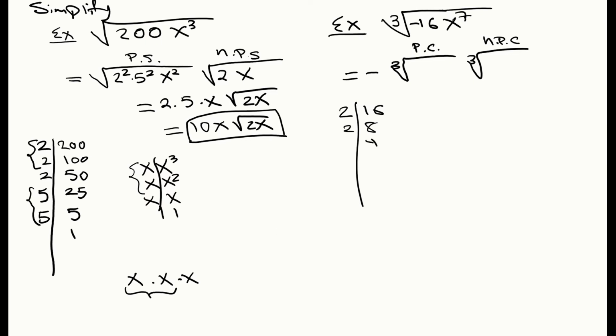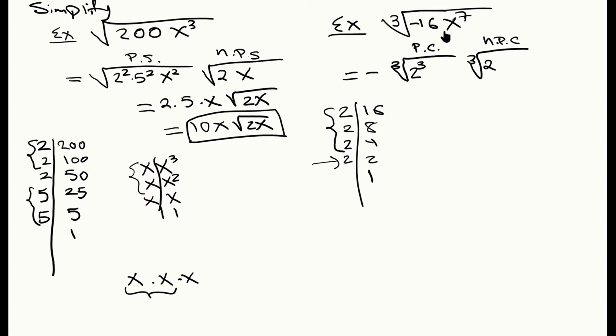2 again will give us 4. 2 again gives us 2. Finally, one more 2 gives us 1. So on the left here, we have the prime factorization of 16. So 16 is 2 to the power of 4. As you can see, there is a perfect cube that was hiding inside 16. So we can go ahead and put the perfect cube in here, so 2 cubed. And of course, we're left with a 2 that goes in the non-perfect cube radical.